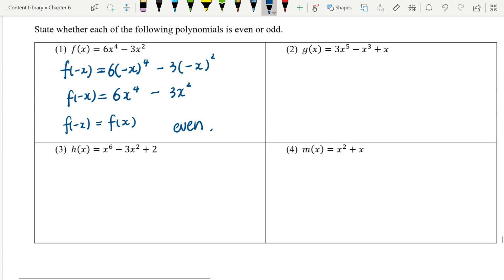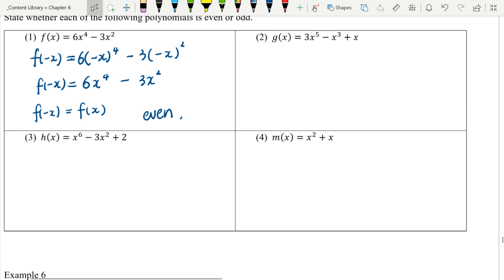Therefore, that's an even function. There's another, like, it can either equal f(x) or equal negative f(x). So the next example will be the odd function.